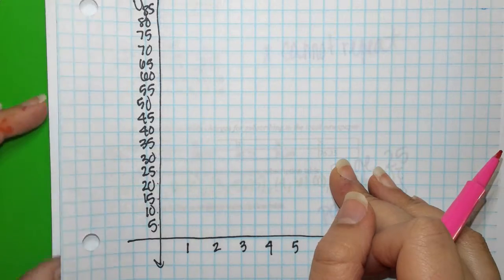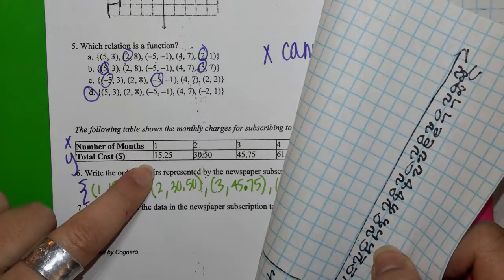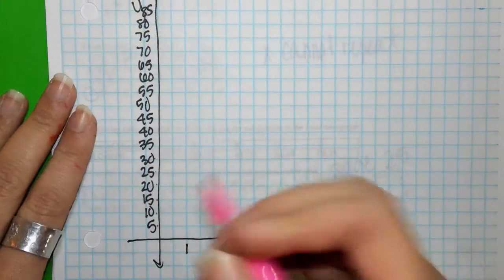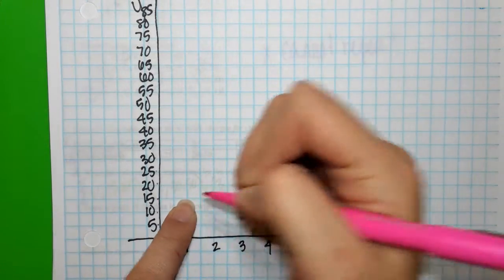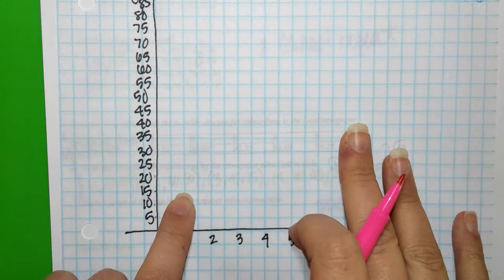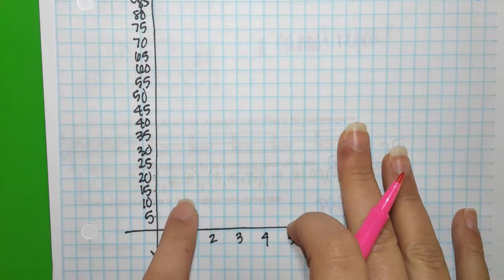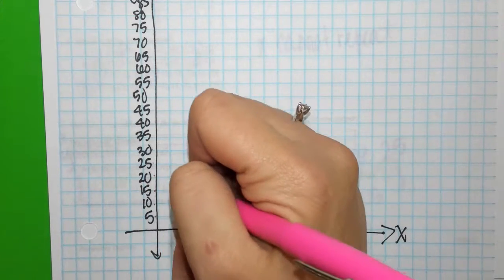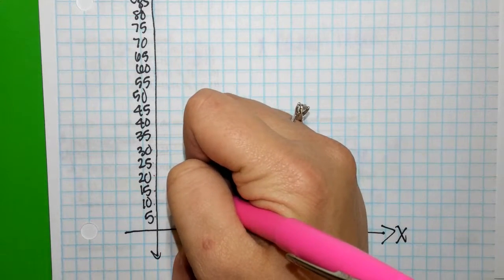Alright, so our first point was 1, 15.25, right? So everybody go right 1, up 15. Now, it's 15. Please wait, please stop. We go right 1 and up 15, but it's 15.25. So that's not on the line, so it needs to go up.